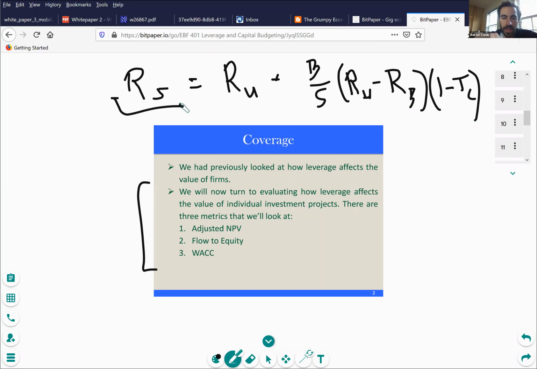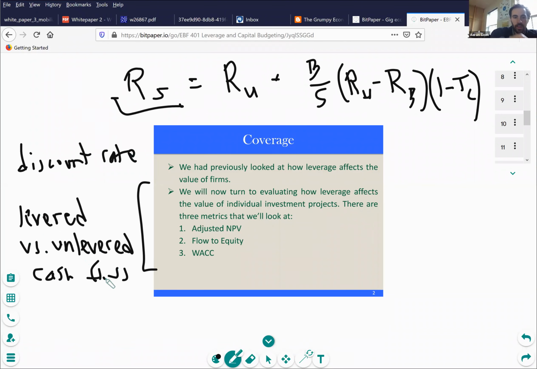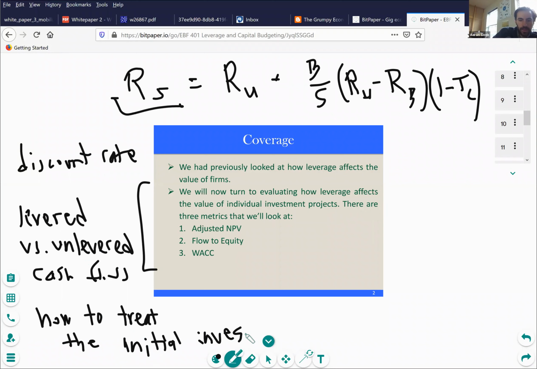So the main differences between these three methods are the discount rate that's applied, the treatment of cash flows, levered versus unlevered cash flows, and then how to treat the initial investment. How to account for the initial investment cost, taking into account the fact that some of the investment may have been financed by debt rather than equity.